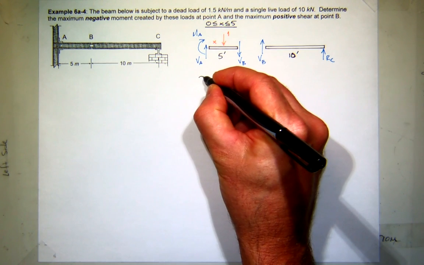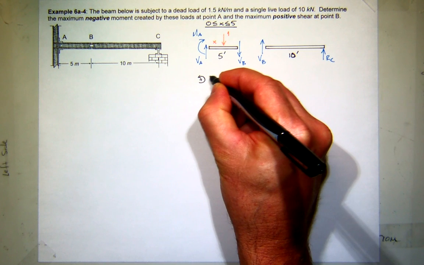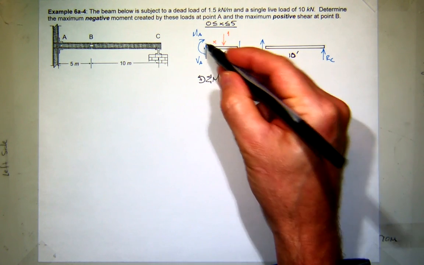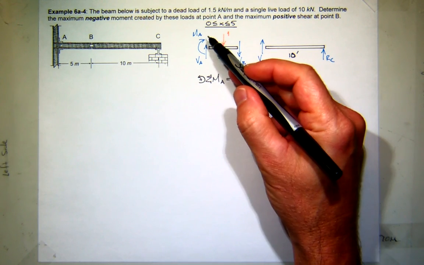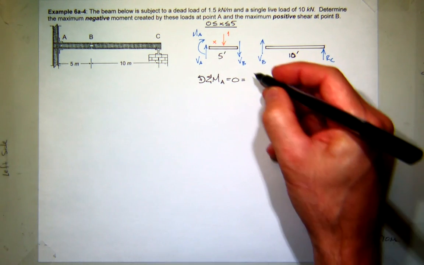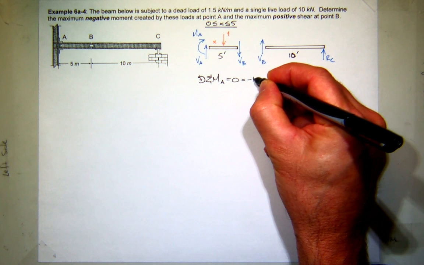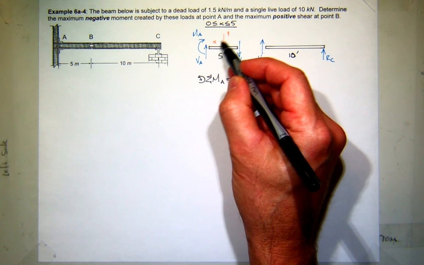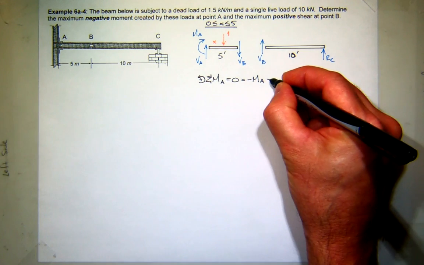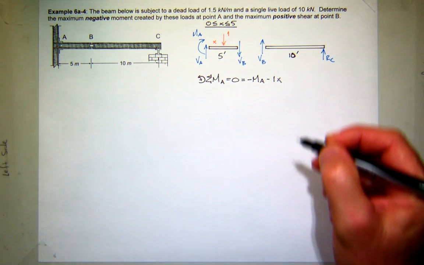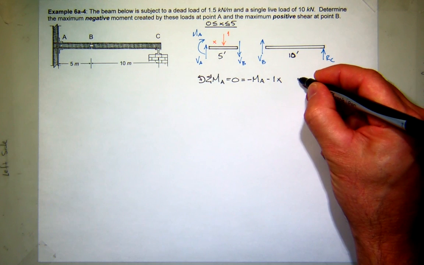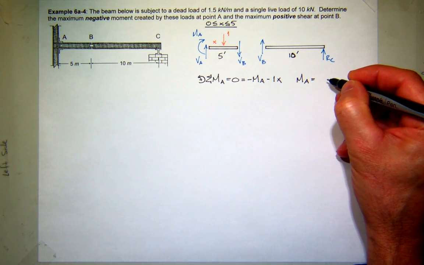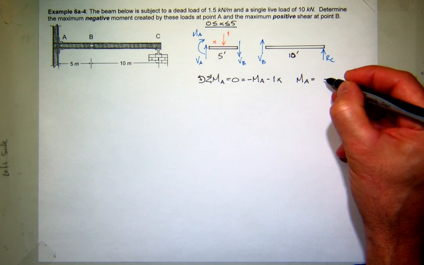So I can quickly go in and say sum the moments about A. I have the reaction. Is that positive or negative with my sign convention? Negative. What kind of moment does this create about A? Positive or negative? Negative. So it's 1 times x. So the moment at A equals minus x.